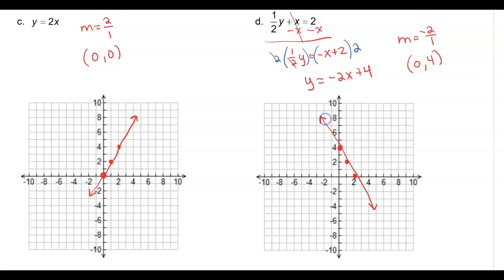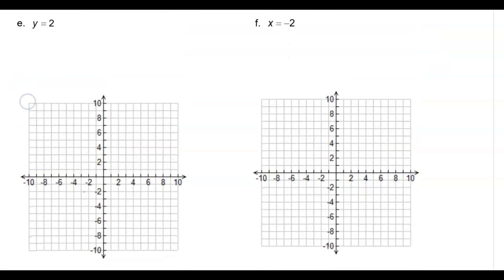Part E. To graph the line y equals 2, you need to recognize that that's a horizontal line. Place a point on the y-axis at 2 and then draw a horizontal line through that point. To graph the line x equals -2, that's going to be a vertical line. So I'm going to go to -2 on the x-axis and draw a vertical line at -2.